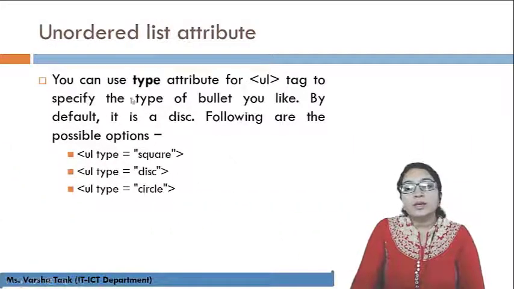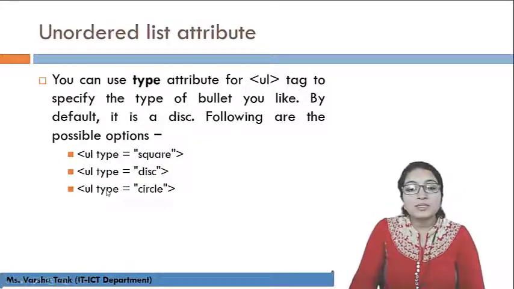And here you can use the type attribute for the UL tag to specify the type of bullet you like. By default it is a disk, and the following are the possible options. So by default this is the disk type, but suppose you want the square type or the circle type, at that time you can use this type attribute.